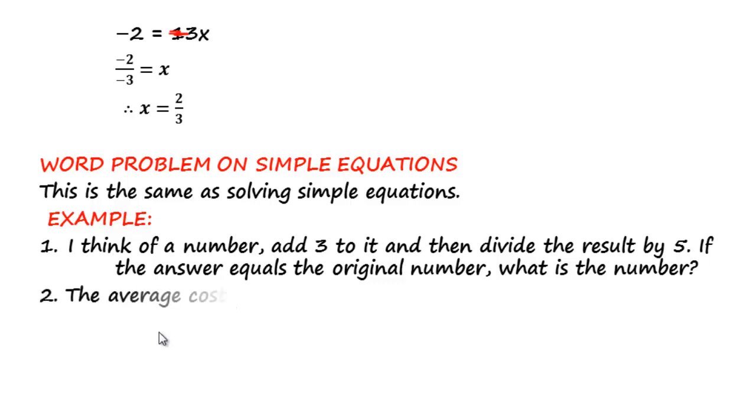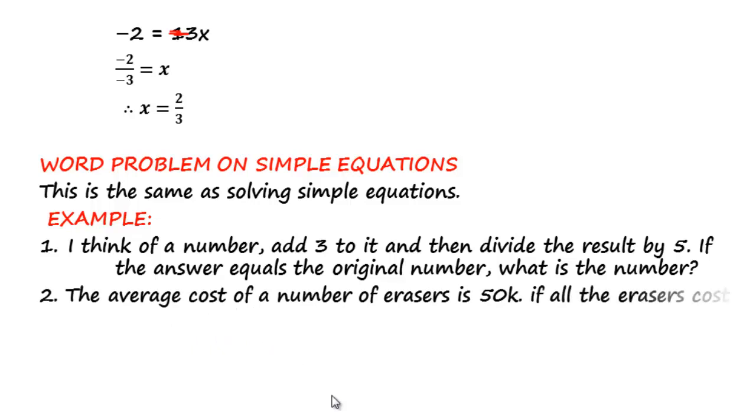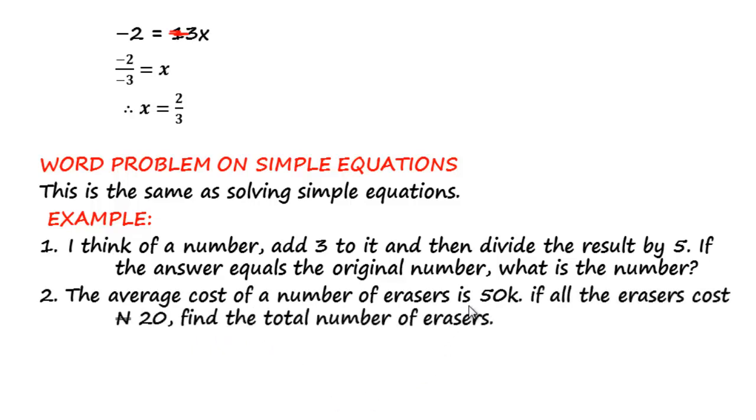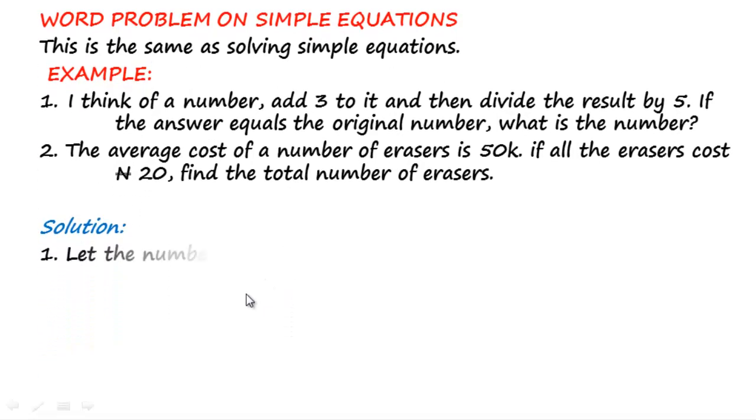Now number 2 question: the average cost of a number of erasers is 50k. If all the erasers cost 20 naira, find the total number of erasers. Are you following? 50 kobo here. Now let's move on. Now solution. Number 1, let the number that you are talking about be x.